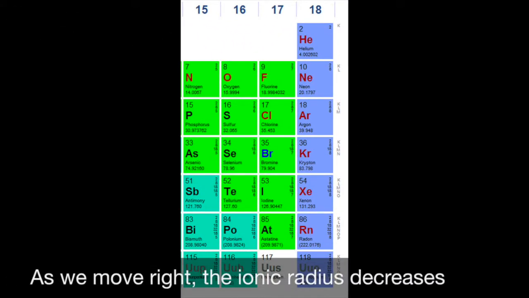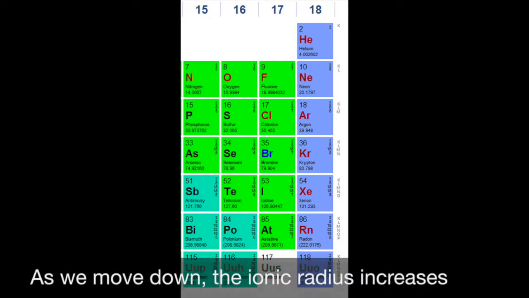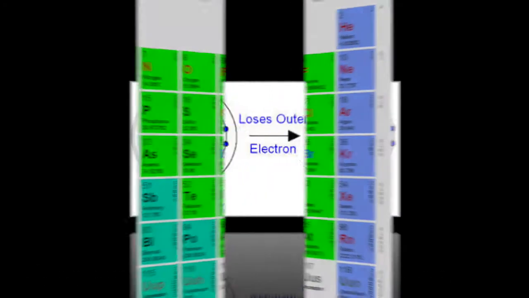Therefore, for all nonmetals and anionic metalloids in groups 15 through 17, as we move right along the periodic table, the ionic radius will decrease, and if we move down a period, the ionic radius will increase, much like with atomic radii.